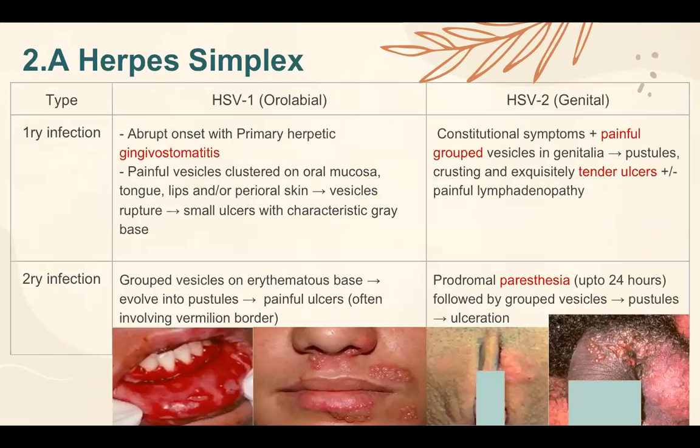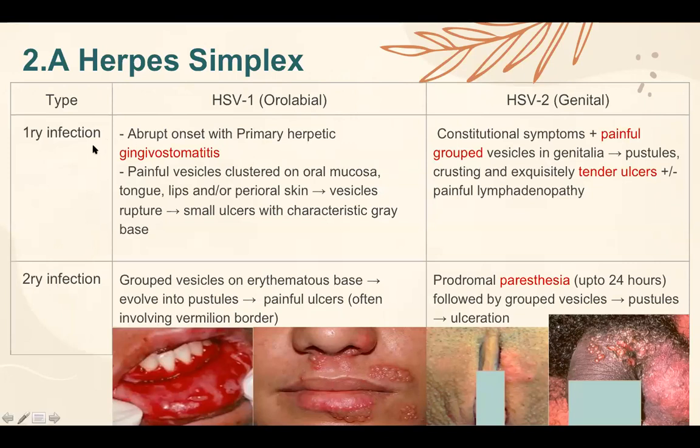So we have two types of herpes simplex. Type 1, which is mainly orolabial, but not specifically just orolabial. It can also be genital. And HSV type 2, again, mainly genital. Now we have two courses, the primary and the secondary infections.